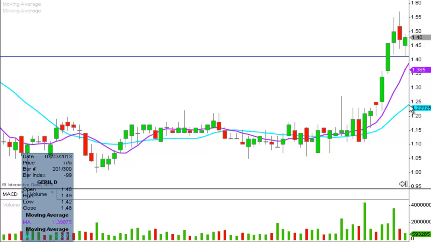However, the 20 SMA people are still in, so an entry point down here right around $1.27 would have been stopped out right around $1.40. So again, nothing huge, but hit a single. Maybe you could consider it a double. I'd probably just say a single. Got on base. Let's see how the 20 SMA people do.